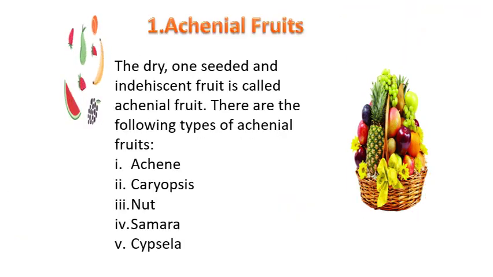Indehiscent dry fruits or achenial fruits are the fruits that are dry, one-seeded, and indehiscent. So it is called achenial fruit. It is further classified into the following types. Number one is achene. Then we have caryopsis. Then we have nut. Then we have samara. And in the end we have capsular. So we have five types of achenial fruits or indehiscent dry fruits.